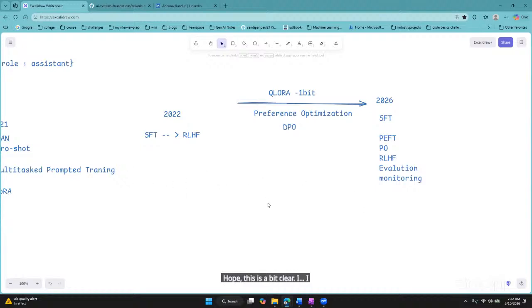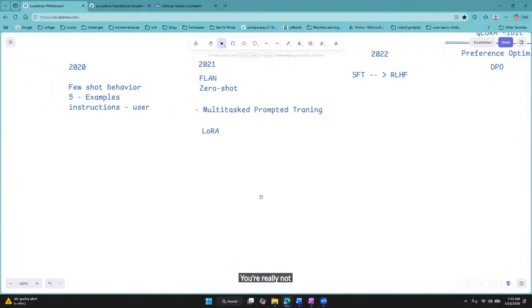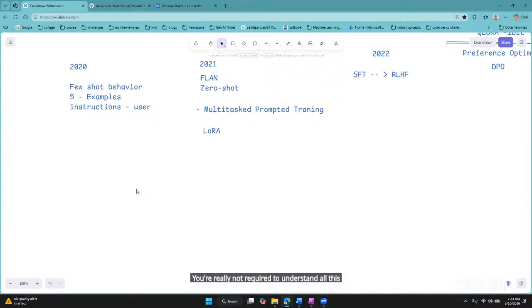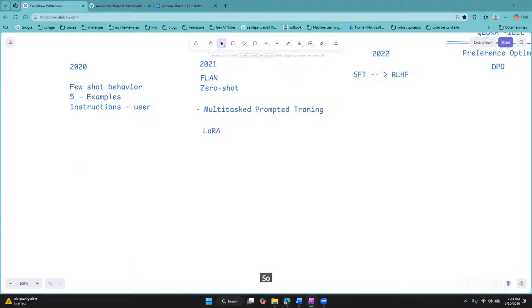I know that it's a bit confusing for newcomers stepping into this area. But the other question is, do you really want to understand all this? You may not be required to understand all this if you are working as a developer. But if you are curious to understand how any language model works, and where you can improve your responses, then you definitely need to understand how it works. So this is what I just wanted to bring up.